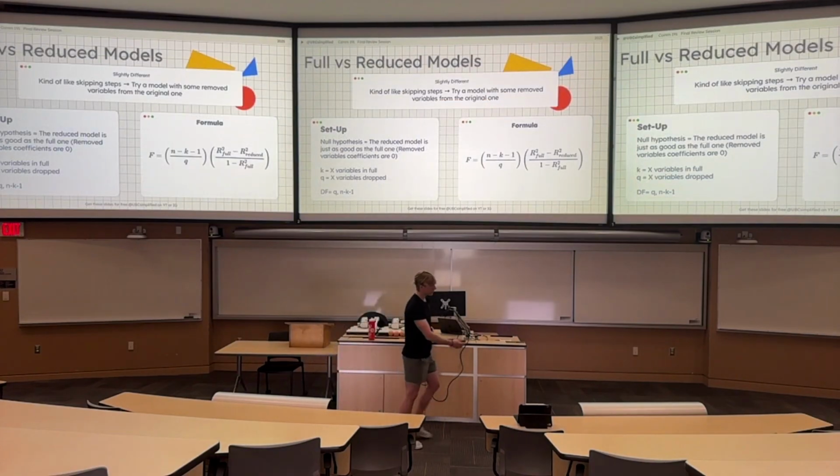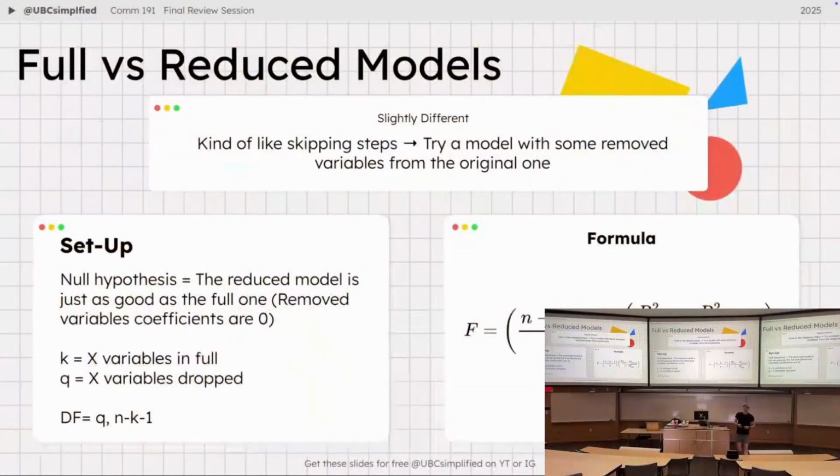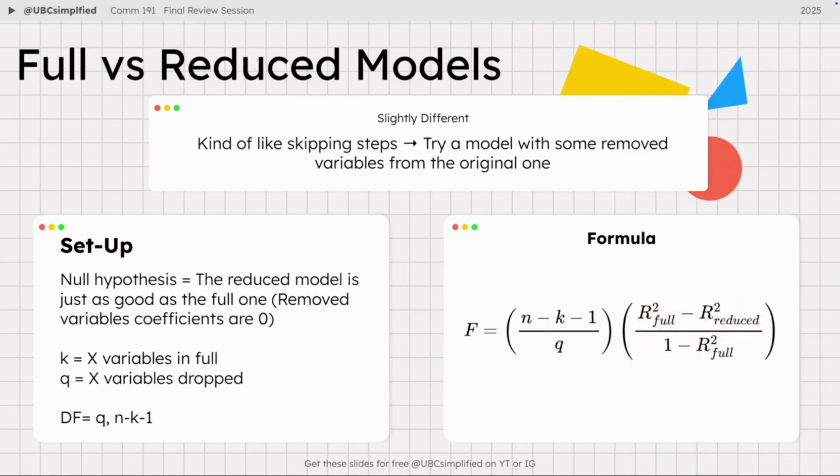Okay, last thing here. Comparing full versus reduced models is a little bit tricky. The null hypothesis for this one is that the reduced model is just as good as the full one. So if you fail to reject your null hypothesis, that's a good thing in this case, because it's saying your reduced model, your smaller model with fewer predictor variables, is just as good as the full model. It's kind of like skipping steps between the F and the T's.